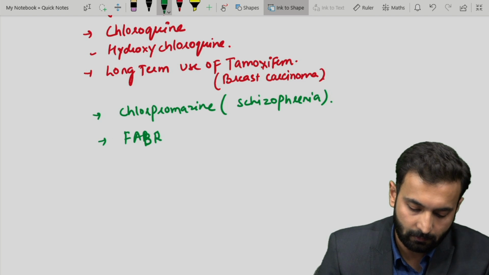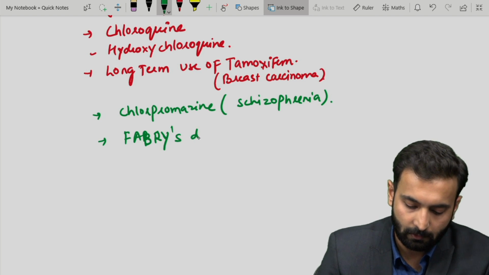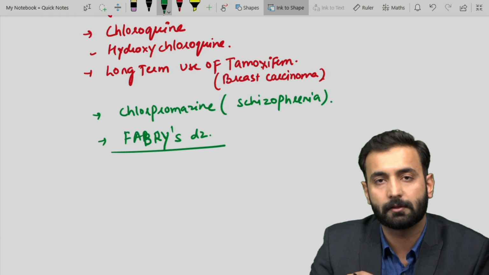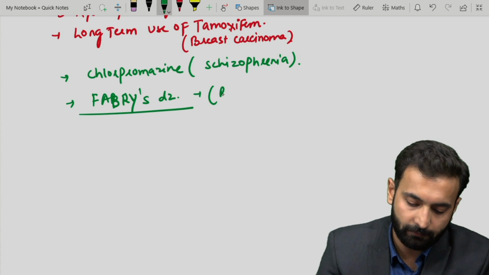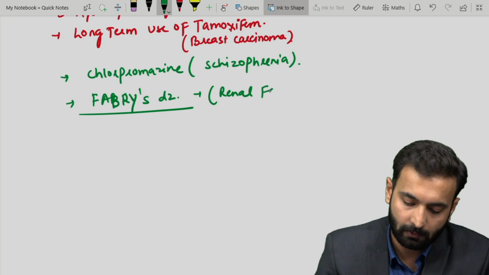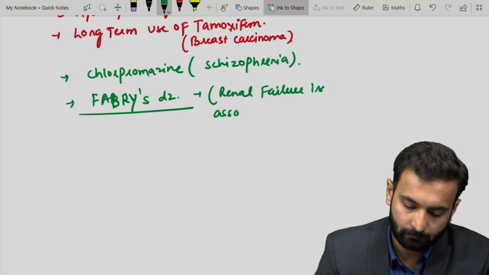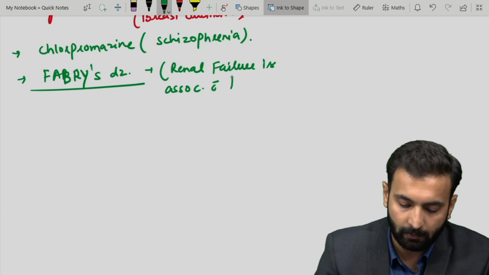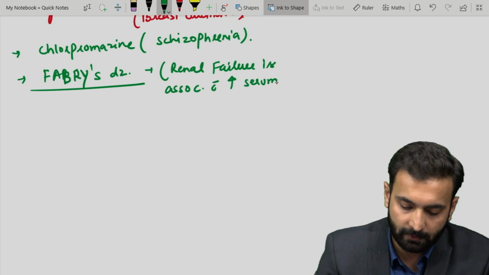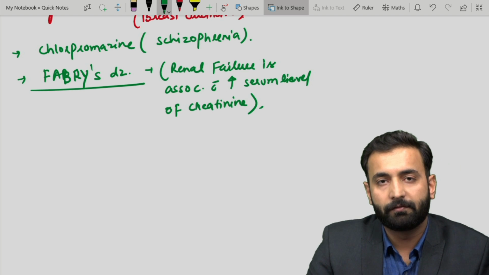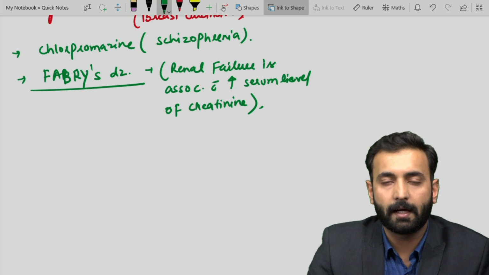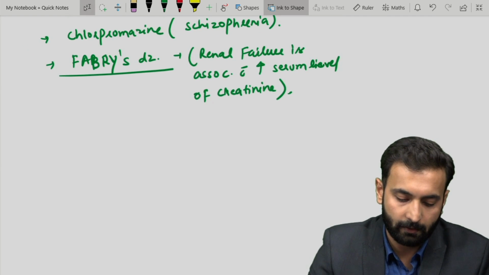Fabry's disease, you should keep in mind, is important. It is an important cause of vortex keratopathy. There is renal failure in Fabry's disease. Renal failure is associated with a high serum level of creatinine. In Fabry's disease, a high serum level of creatinine is seen after renal failure, right?